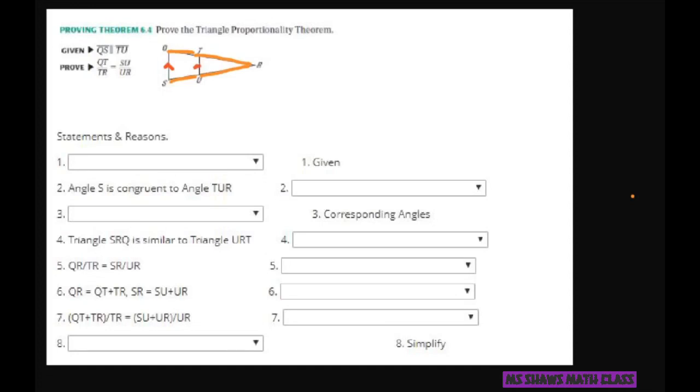So the first thing we're going to write is the given, which is that line segment QS is parallel to line segment TU. Now, it helps us out here. Angle S is congruent to angle TUR. Now, that's because of the parallel lines, and we have these corner angles. Well, that's the corresponding angles theorem. So I'm going to write that up here.